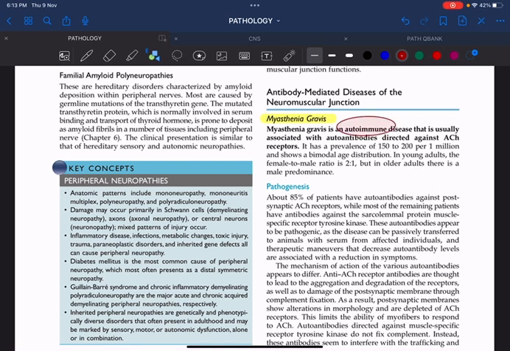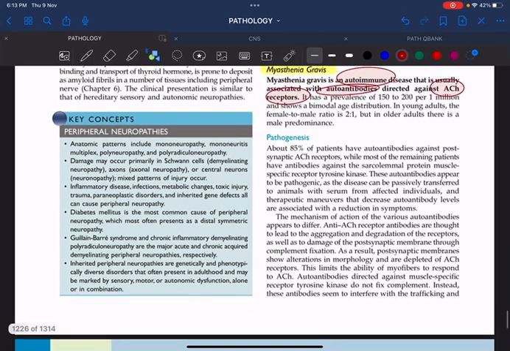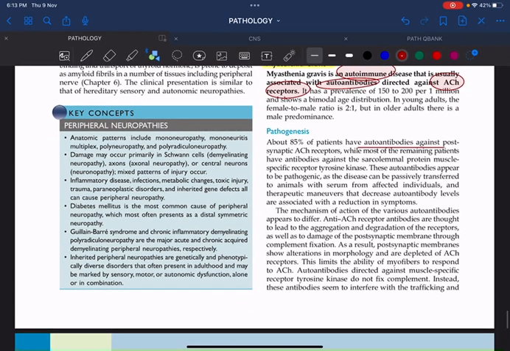It is an autoimmune disease. Number one, autoantibodies are produced against what? Acetylcholine receptors. Fine. So what happens here? The autoantibodies are produced against the postsynaptic acetylcholine receptors. And what will happen? These anti-acetylcholine receptor antibodies lead to aggregation and degradation of the receptors.